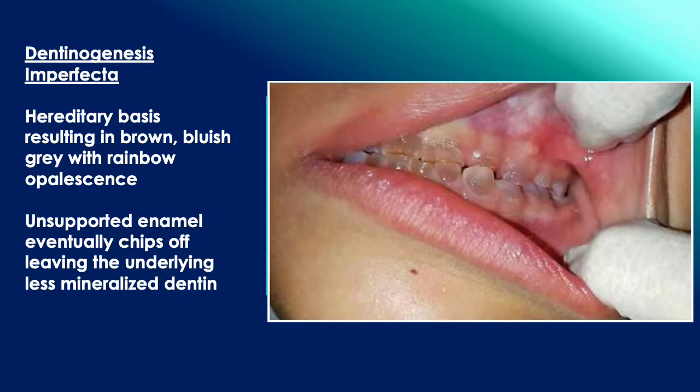Dentinogenesis imperfecta, which has a hereditary basis resulting in brown, bluish gray, or rainbow opalescent teeth. The unsupported enamel eventually chips off, leaving the underlying less mineralized dentin showing.